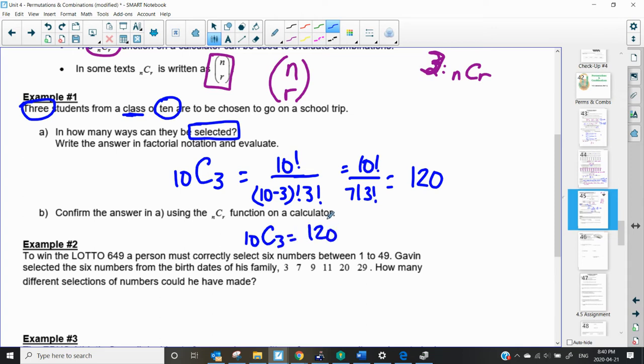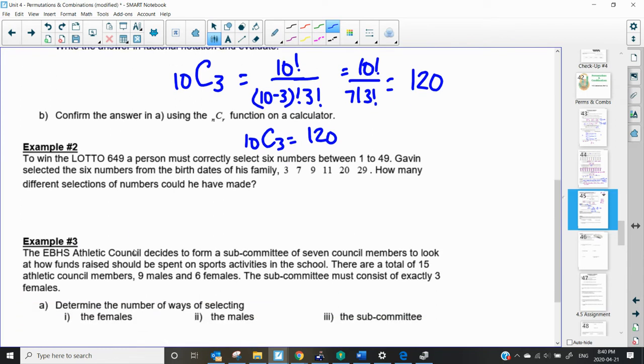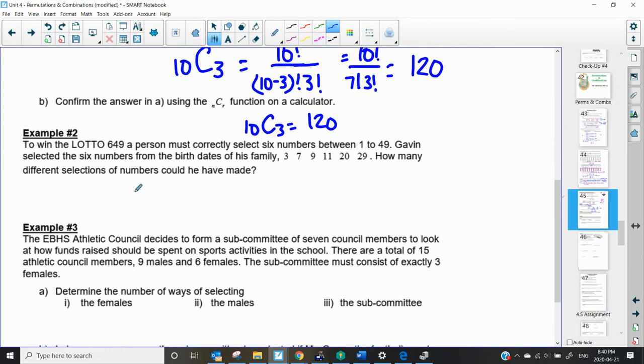All right, new example. So to win the Lotto 649, my parents tell me that this is their retirement plan. I'm not so sure if that's a good idea, but it's not working out so well yet. But to win the Lotto 649, a person must correctly select, again, there's your keyword, select 6 numbers between 1 to 49. Gavin has selected 6 numbers from the birth dates of his family. So he's chosen 3, 7, 9, 11, 20, and 29. And the question is, how many different selections of numbers could he have made?